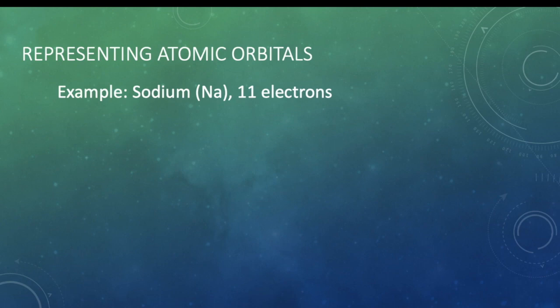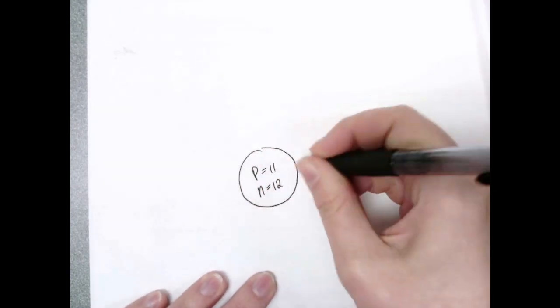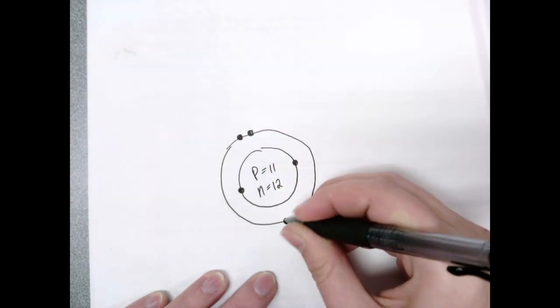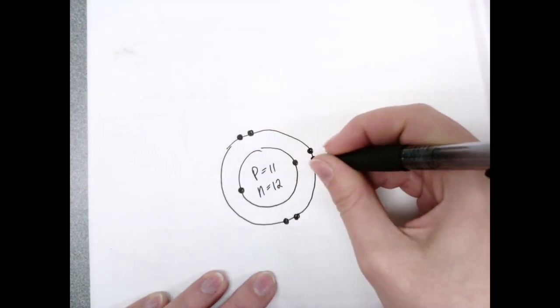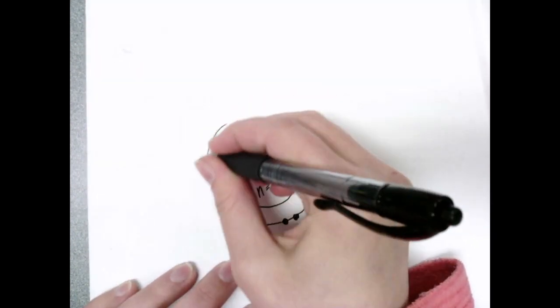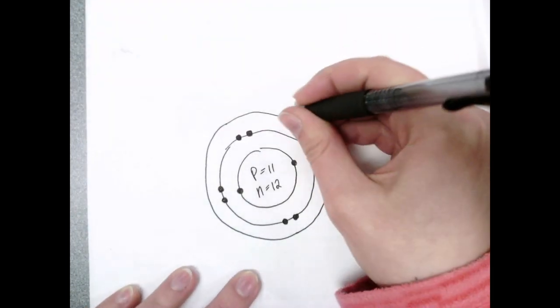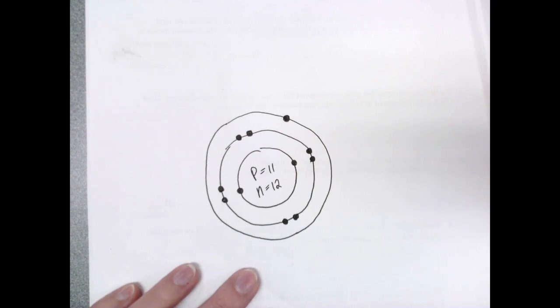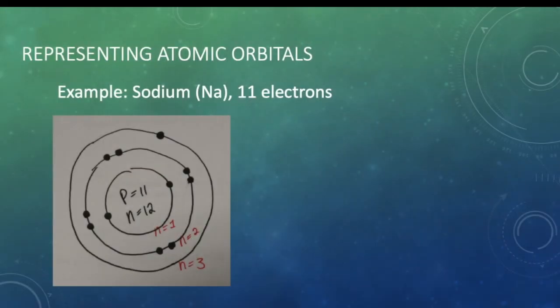So let's start with a quick Bohr model. We'll start out with our protons and neutrons in the center. Our first energy level can hold 2 electrons. Every energy level after that can hold 8. So we're going to end up with a total of 3 energy levels. So here's our Bohr model.